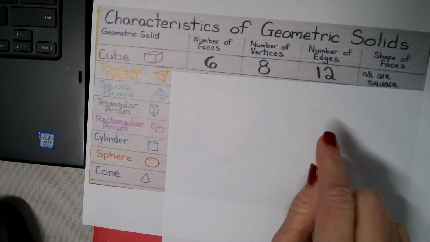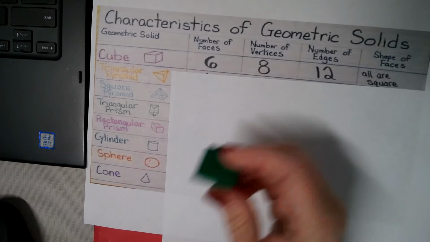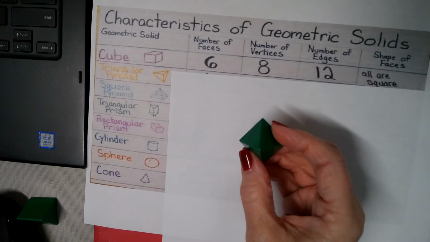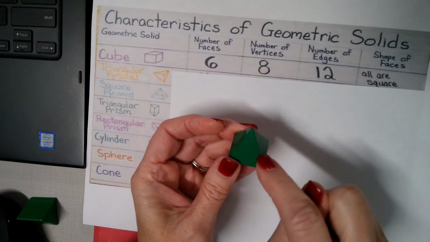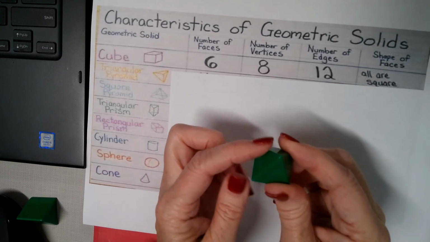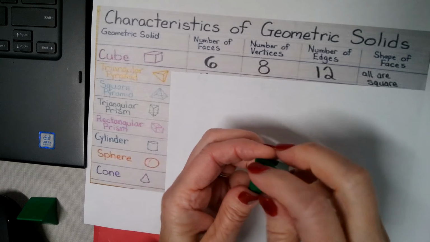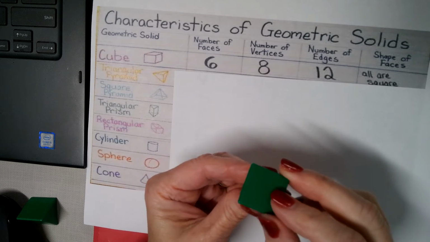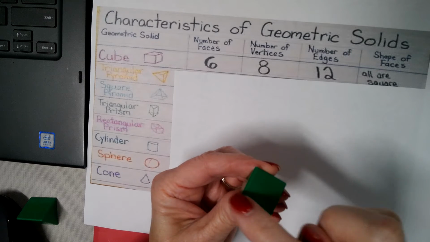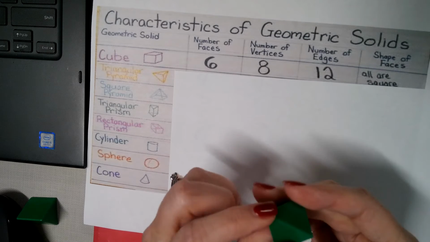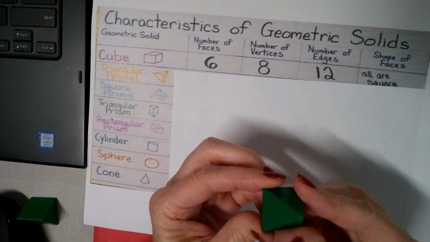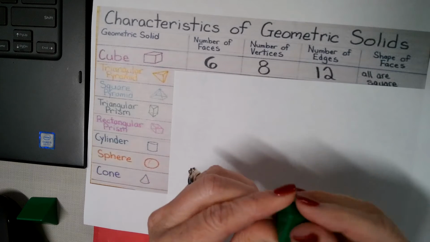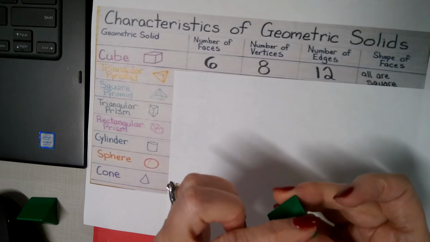The next one they have there is a triangular pyramid. A triangular pyramid has all triangle, well, most of them are triangles. 1, 2, 3, 4, 5 faces. Vertices, remember, are my corners. 1, 2, 3, 4, 5 vertices. My edges are my lines. 1, 2, 3, 4, 5, 6, 7, 8.